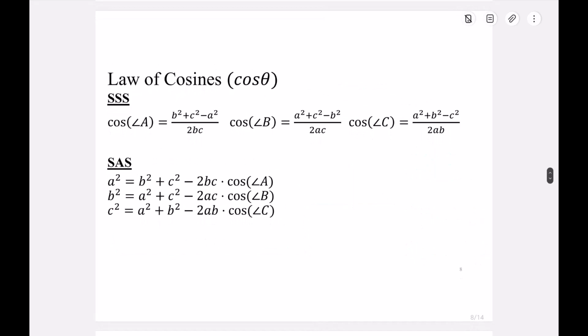Next, we have the law of cosines, and for those cases, we have the side, side, side, and then with this side, angle, side. And these formulas can be used pretty much interchangeably. It just depends on the type of triangle you have. Sometimes you can use them both. So where if you solve with law of sines first, then you can use law of cosines.